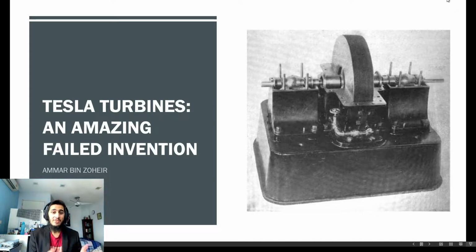Today, we're going to look at one such turbine created by Nikola Tesla, aptly named the Tesla turbine, which was invented back in 1910 to 1913. We're going to talk about some of the advantages it brought and a lot of disadvantages.